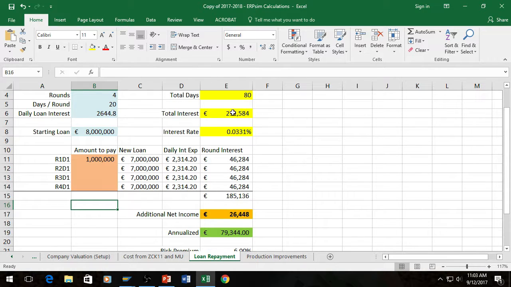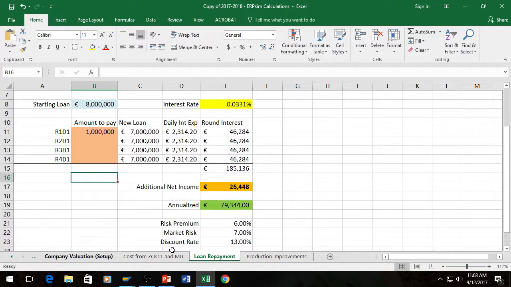This is the initial, so we can see that by paying down 1 million of our loan, we have decreased our expenses by 26,448, which increases our net income. We've reduced the expense, so our net income has gone up.